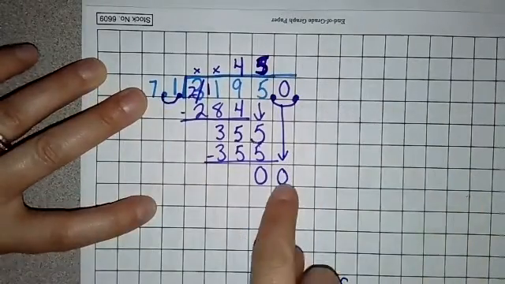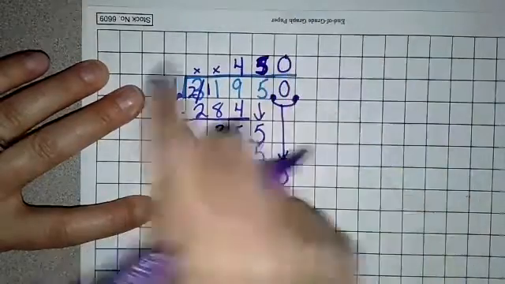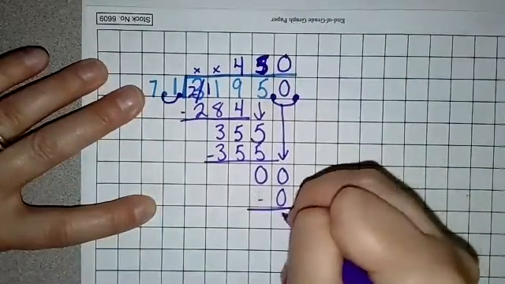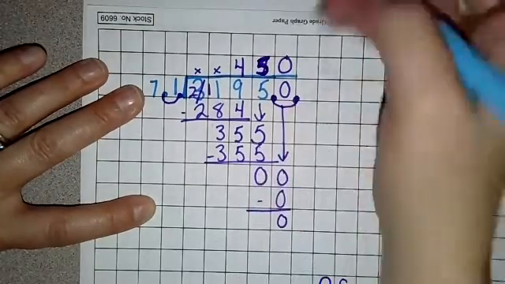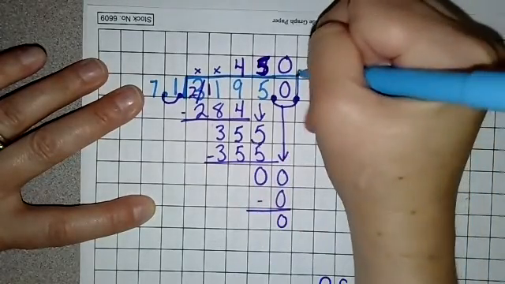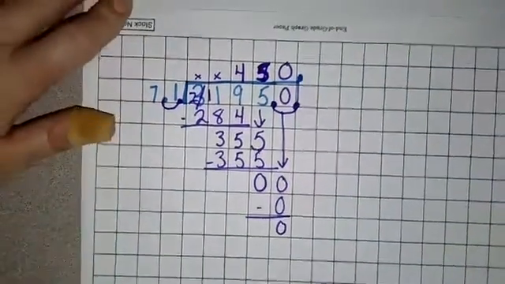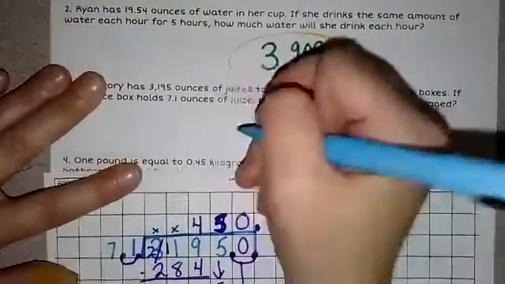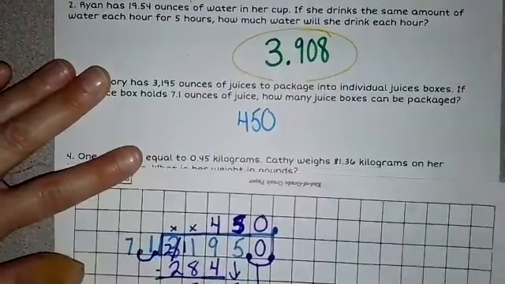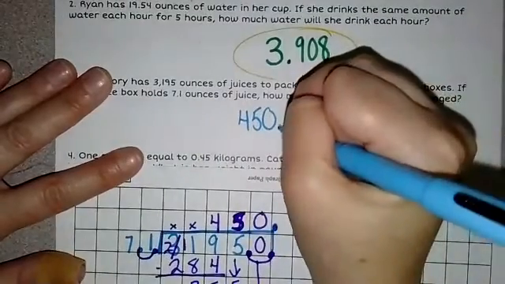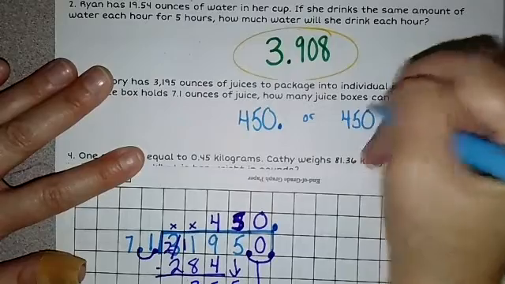Charlotte, how many 71s are in 0? 0. 0 times 71 is 0. When I subtract, I get a 0. Last thing, take your new decimal and bling, bling, bling. Bing. All right, so the factory can make 450 boxes of juice because your decimal is here. So, or we could just write 450. Anyone?